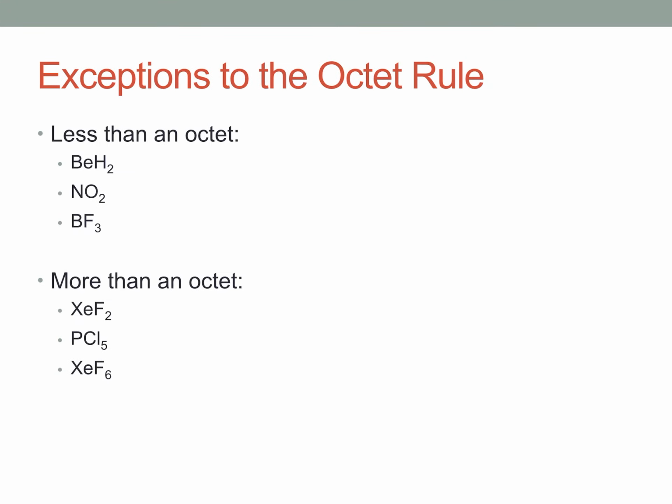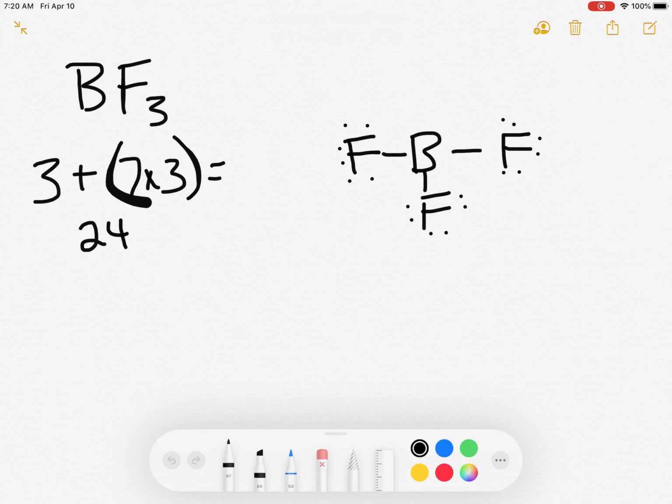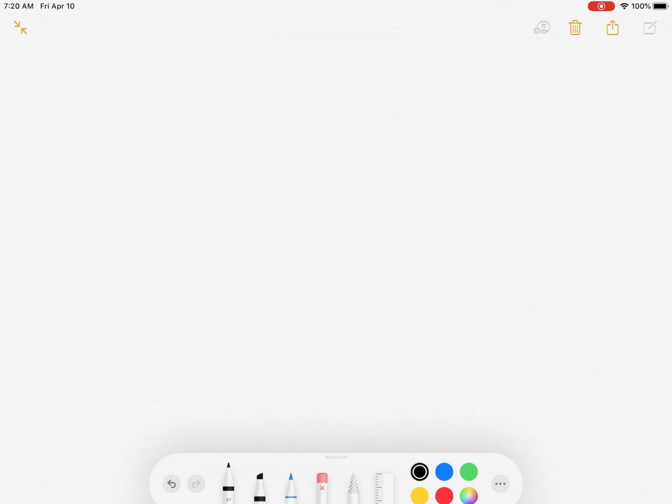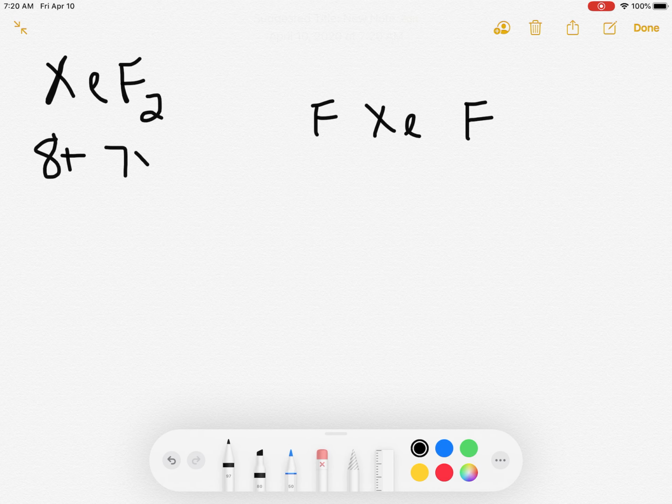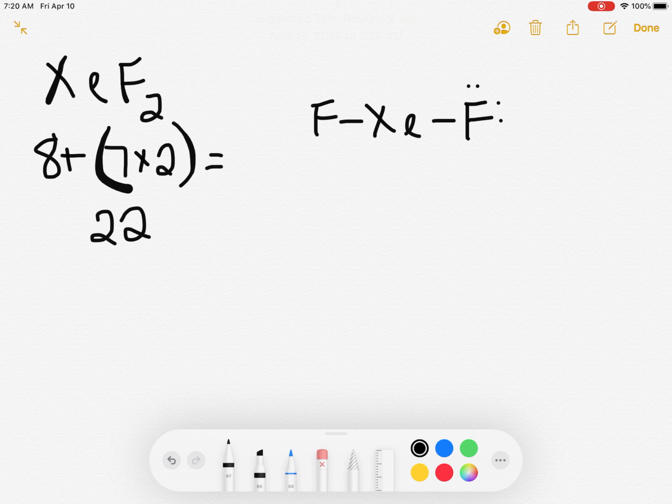Okay, now we'll look at more than an octet. So we'll start with XeF2. So xenon's going to be in the middle, fluorine's on the outside. We need to add up the valence. Xenon has 8, fluorine has 7. So we get a total of 22 valence electrons. So we're going to start with our single bonds and then our lone pairs around fluorines.